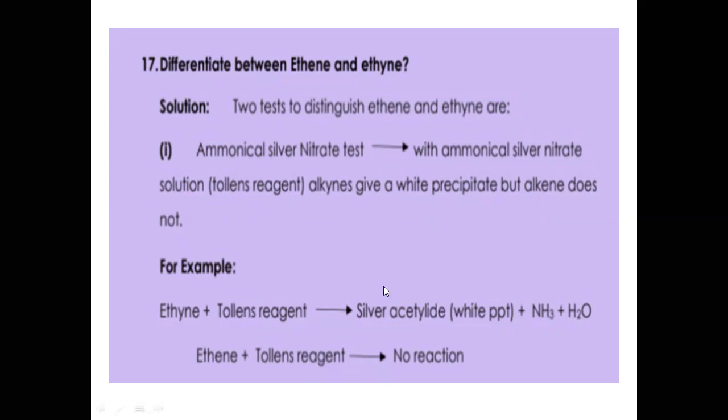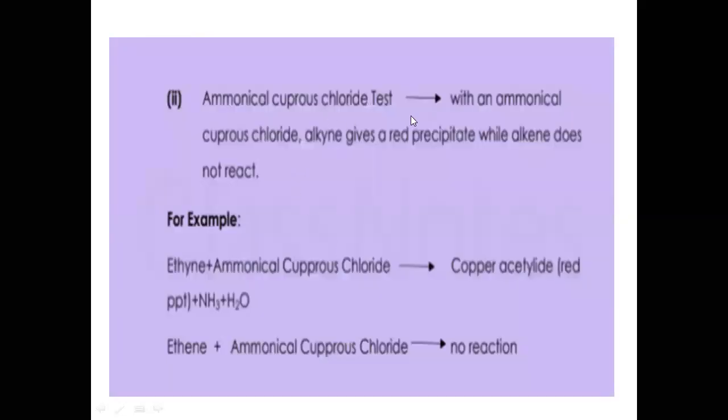So this is one of the identification tests of ethyne. The second test is the ammoniacal cuprous chloride test. With ammoniacal cuprous chloride, alkyne gives a red precipitate while alkene does not give any result. So ethyne, when reacted with ammoniacal cuprous chloride, will form a red precipitate of copper acetylide, ammonia and water. And ethene does not react with this ammoniacal cuprous chloride. No reaction takes place. So these are the two important tests which we can use to identify or differentiate ethyne from ethene.